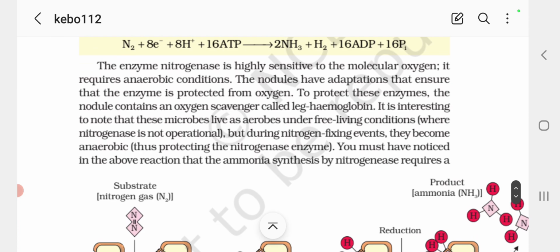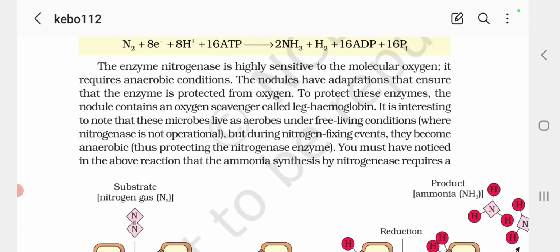The enzyme nitrogenase is highly sensitive to molecular oxygen. It requires anaerobic conditions. The nodules have adaptations that ensure the enzyme is protected from oxygen. To protect this enzyme, the nodule contains an oxygen scavenger called leghemoglobin. It is interesting to know that these microbes live as aerobes under free living conditions, but during the nitrogen fixing events, they become anaerobic.